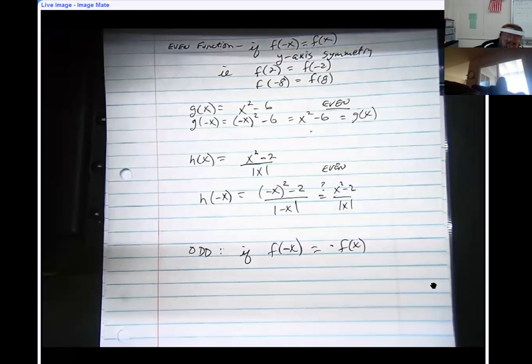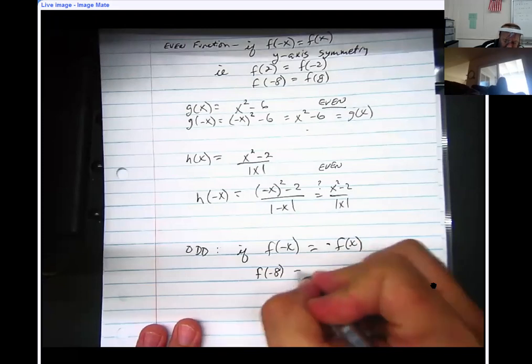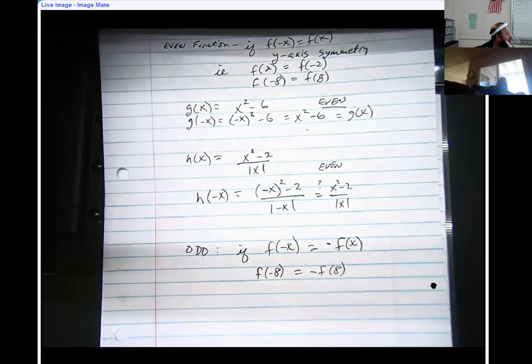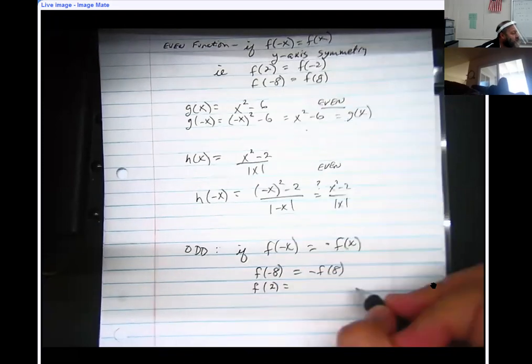Which means if I plugged in f of -8, it's the same thing as if I plugged in f of 8 with a negative in front of that. Is that kind of weird? That's kind of strange. Or f of +2 would be what?